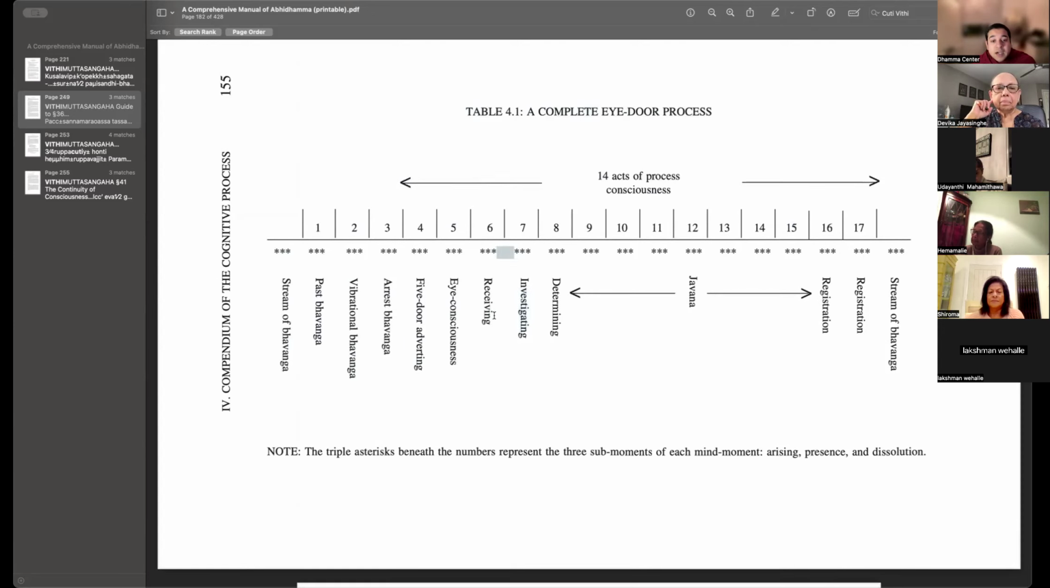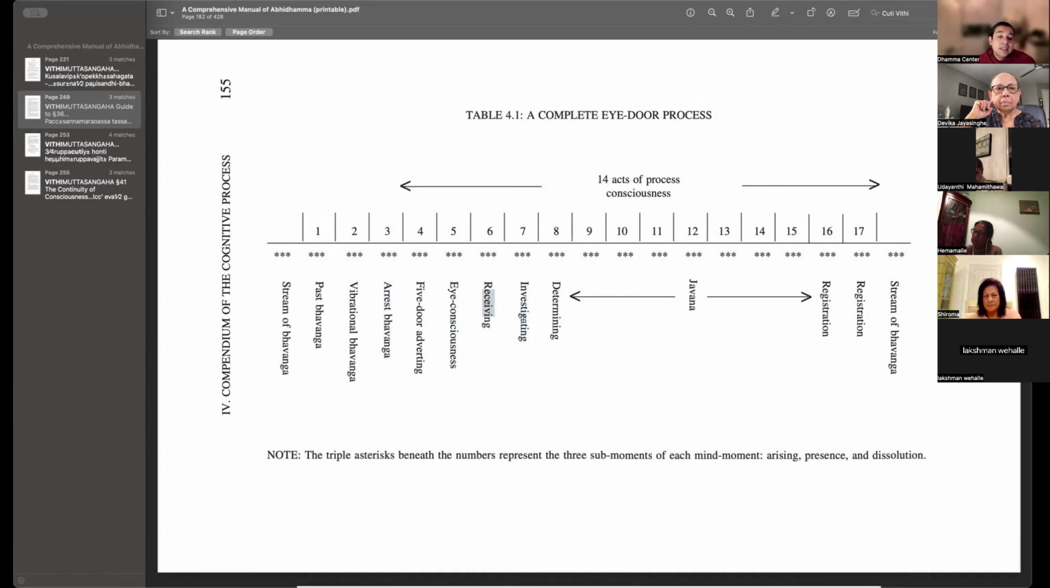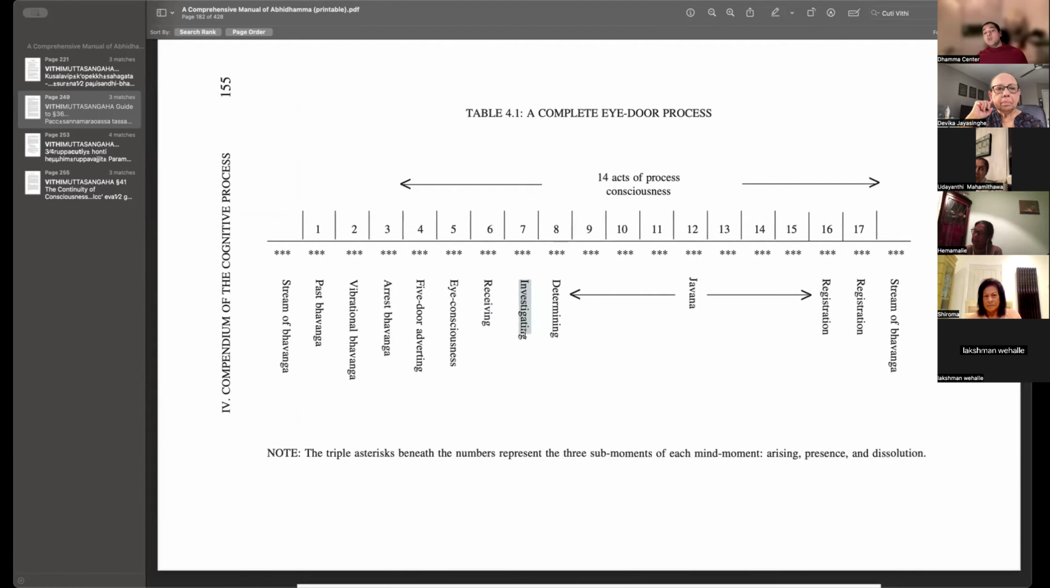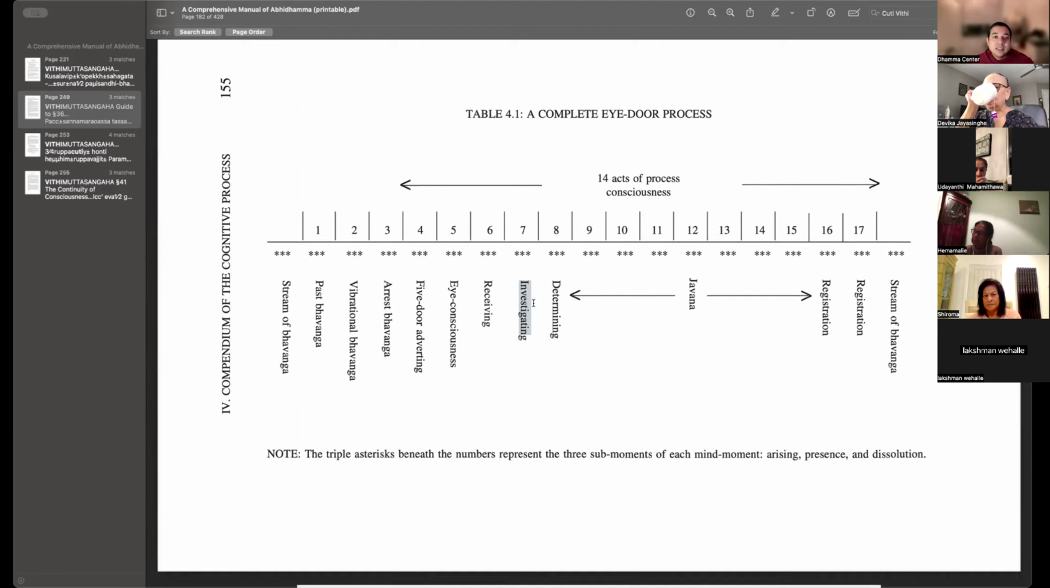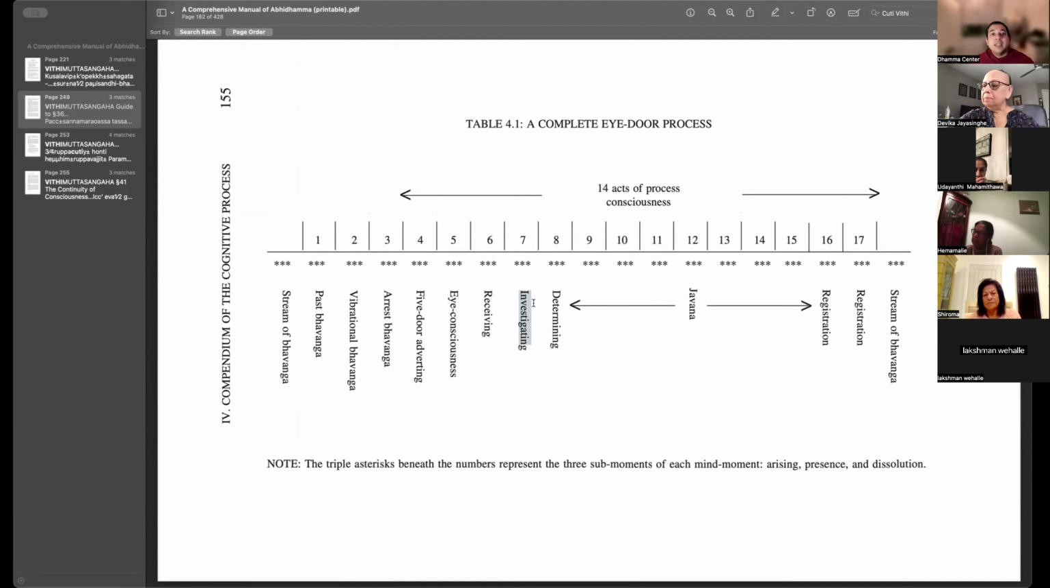The receiving functions can only be played by the receiving consciousnesses. The investigating function can only be performed and fulfilled by the investigating consciousnesses. Hence, they receive that particular name itself. The function itself is the way the cognition at that moment occurs and unfolds, the chitta's functioning.